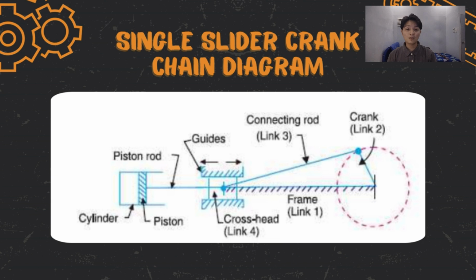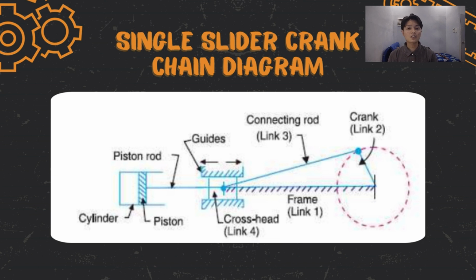As I've said before, a single slider crank mechanism consists of 1 sliding pair and 3 turning pairs. Here, the single sliding pair is the pair of links 1 and 4, which is the frame and the slider. And the 3 turning pairs are the pairs of link 1 and 2, link 2 and 3, and link 3 and 4. So that's how the basic principle of the single slider crank mechanism works.